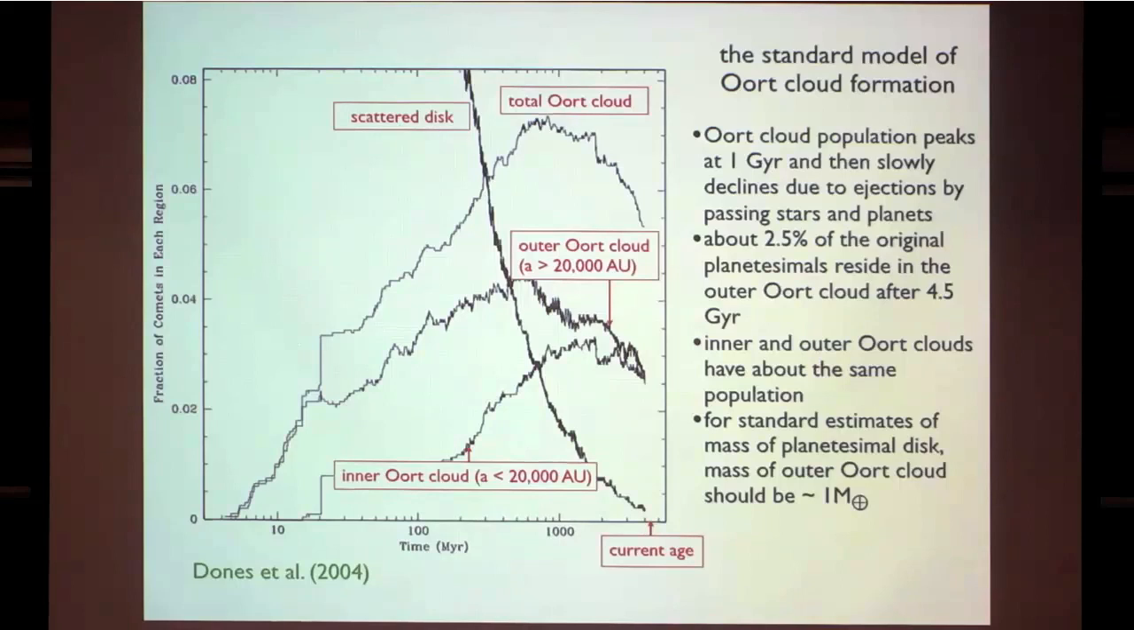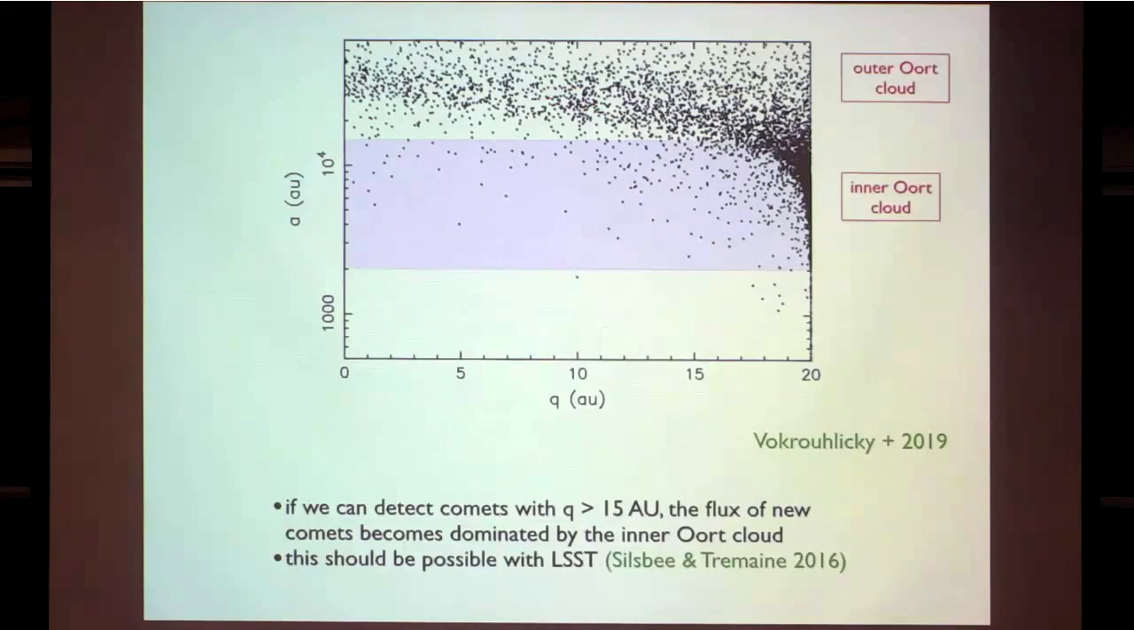One of the things that we'll learn more about in the near future is the inner Oort cloud. This is a plot of the distribution of comets coming into the inner solar system as a function of perihelion distance. At the moment, we're limited to seeing things out to about 5 astronomical units, so almost everything that we see is coming from the outer Oort cloud.